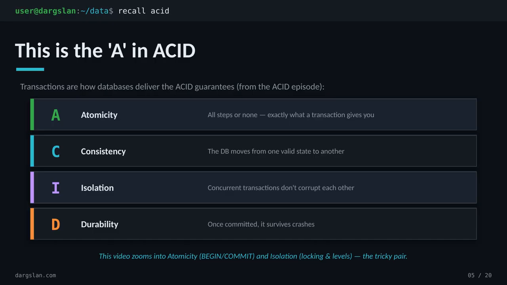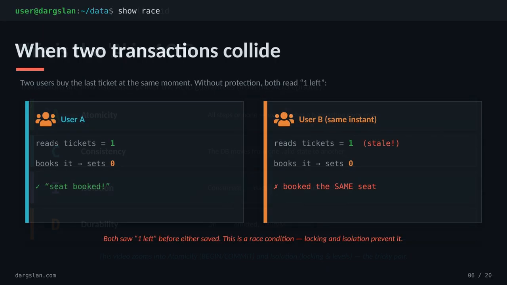If you remember the ACID episode, transactions are how databases deliver all four guarantees: atomicity, consistency, isolation, and durability. In this video, we're zooming in on two of them: atomicity, which we just saw with begin and commit, and isolation, which handles concurrent transactions. Those two are the tricky pair that trip up most developers. So let's see what isolation actually protects us from.